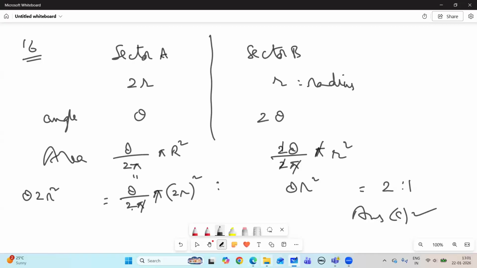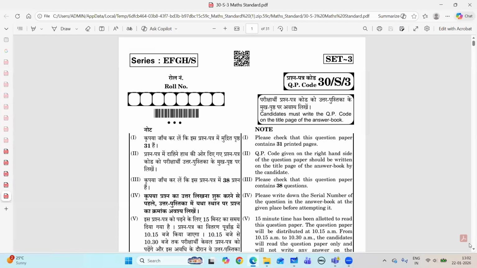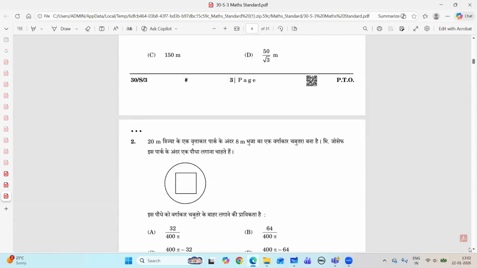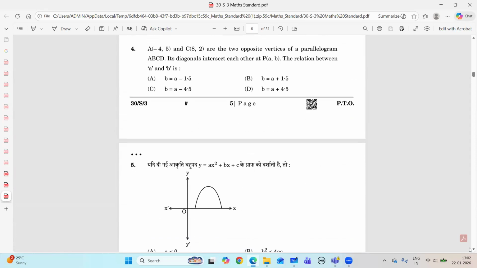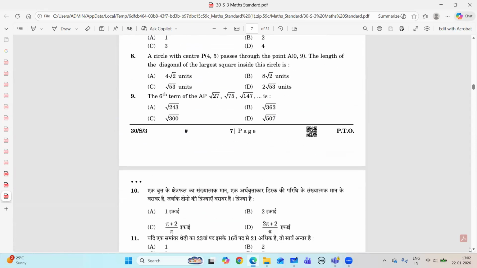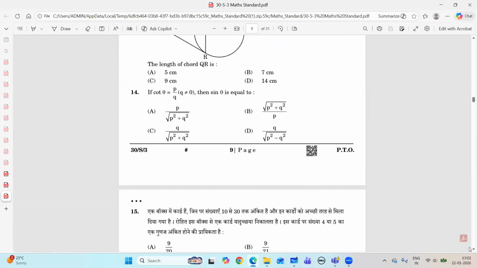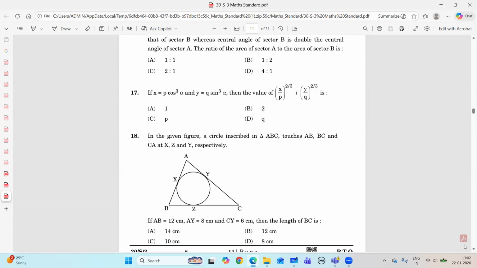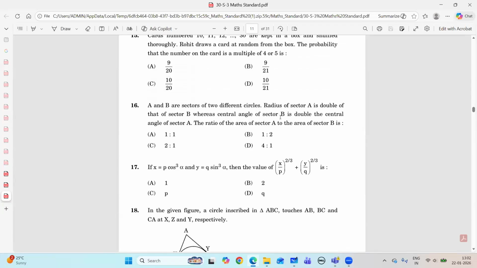Let me check. That is C. Right? Radius of A is double the radius of sector B. Angle of sector B is double the angle of sector A. Okay. Now let's go to the next question.